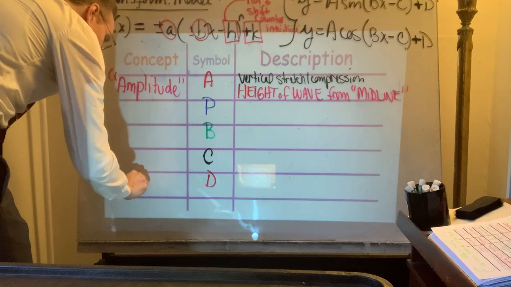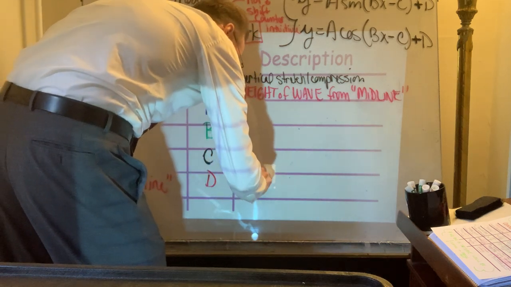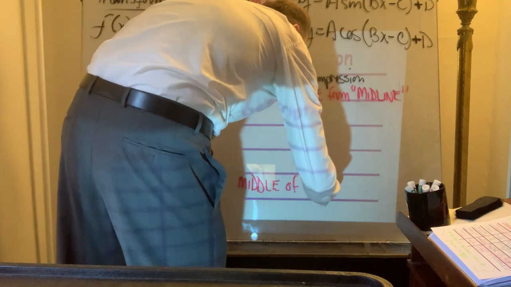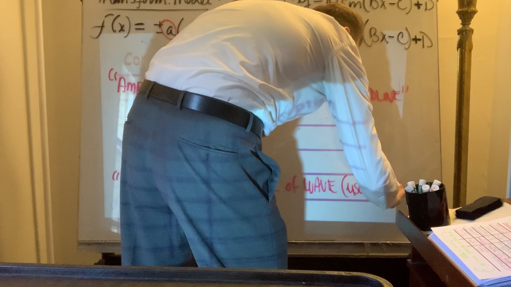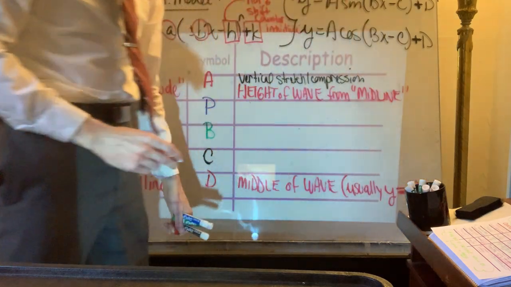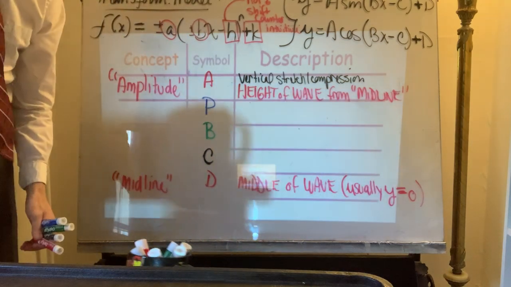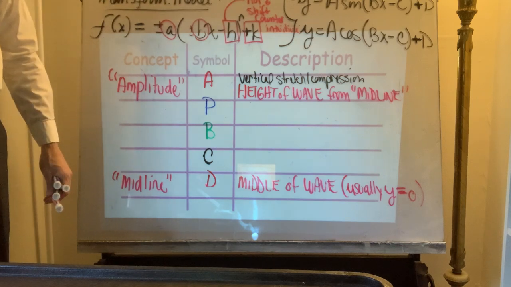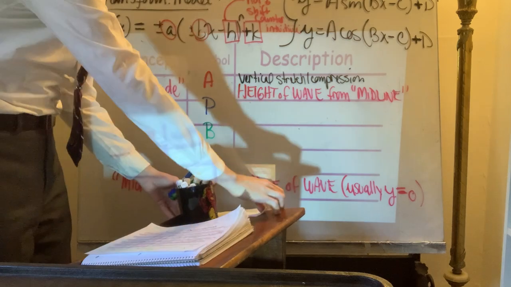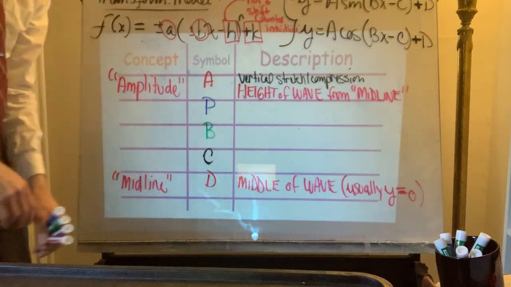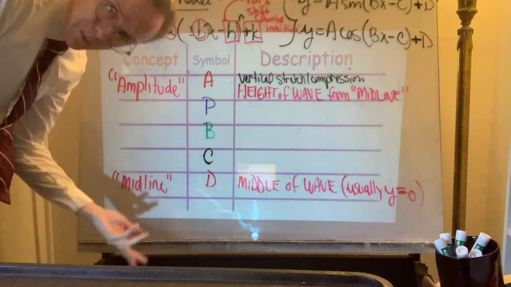The midline, which is also down here, I'll get to that first, is basically the middle of the wave. Under normal circumstances, what that means is the midline is usually y equals 0, otherwise known as the x-axis. Ooh, you know what? That's one of my projections, sorry. Measure the amplitude from either above or below the midline.